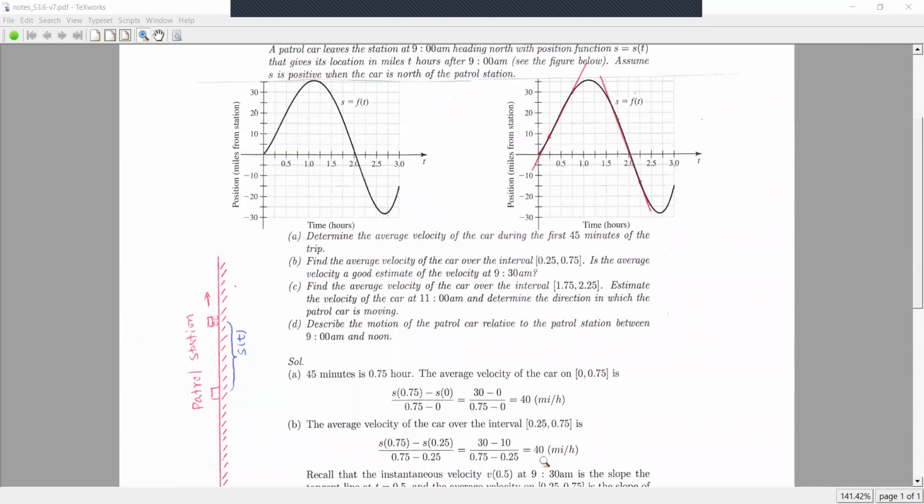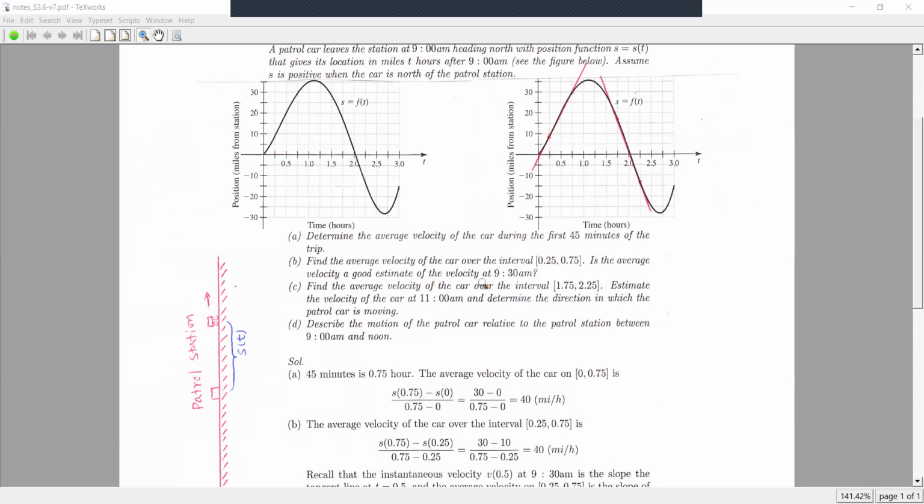This average velocity is the slope of this red line. This red line joins this point and this point on the graph. This point corresponds to time 0.25, and this point corresponds to time 0.75.